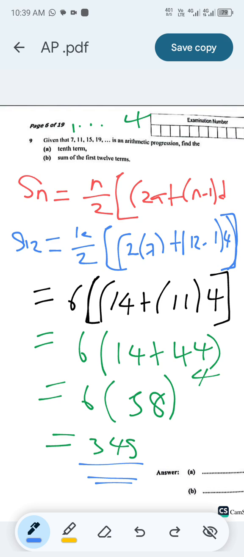And this basically is how we calculate this issue to do with the AP, arithmetic progression.